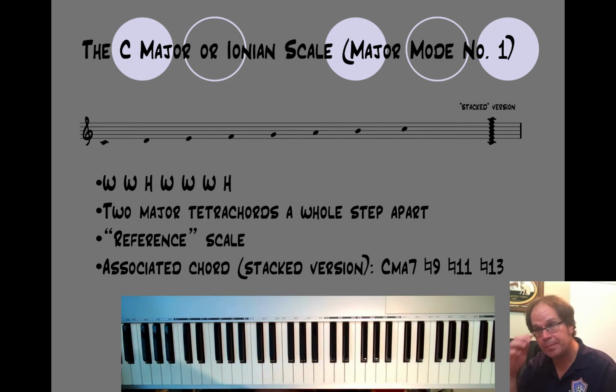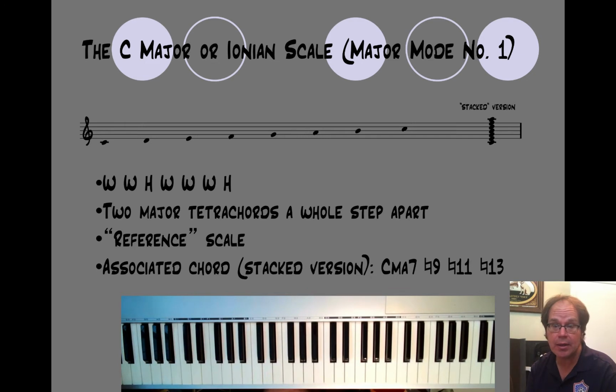Right? We also call this the reference scale because we tend to describe all the other scales in terms of this particular scale. Let's face it, this is the most common scale that we deal with in pretty much all of Western music. So getting back to that stack version, if you look on your screen, it says C major 7, natural 9, natural 11, natural 13. That is what I would call a chord inventory of the scale.